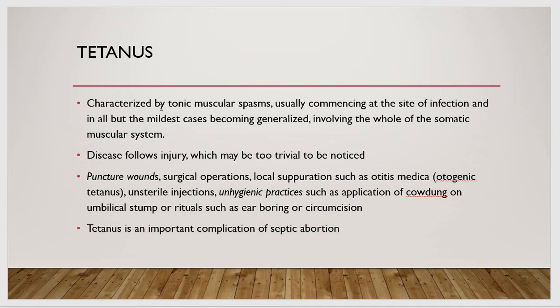Then local suppurations such as otitis media. Basically the tetanus caused in this case is known as otogenic tetanus because it has been caused due to otitis media, local suppurations. Then unsterile injections can be another cause. Then unhygienic practices, as I told you, such as the application of cow dung on the umbilical stump.